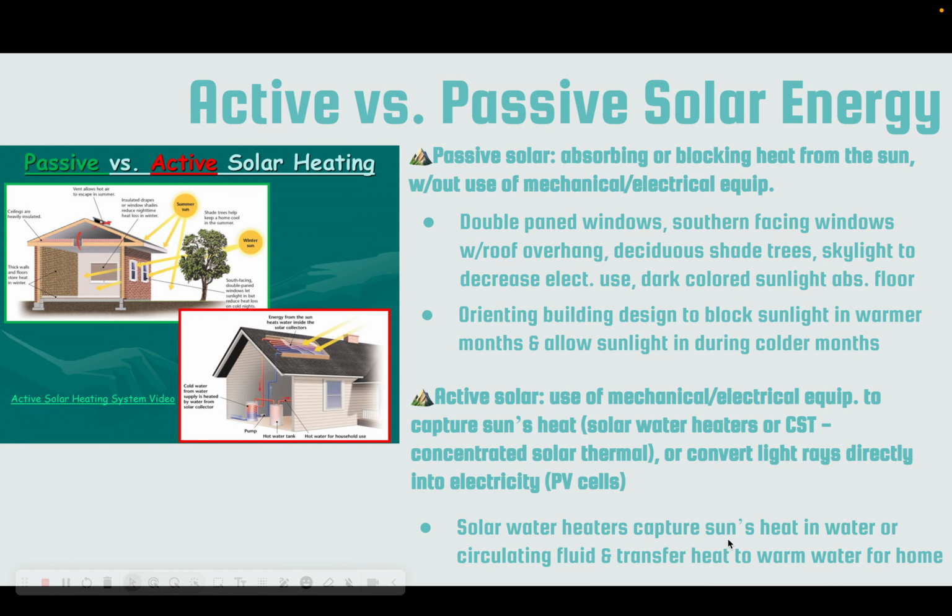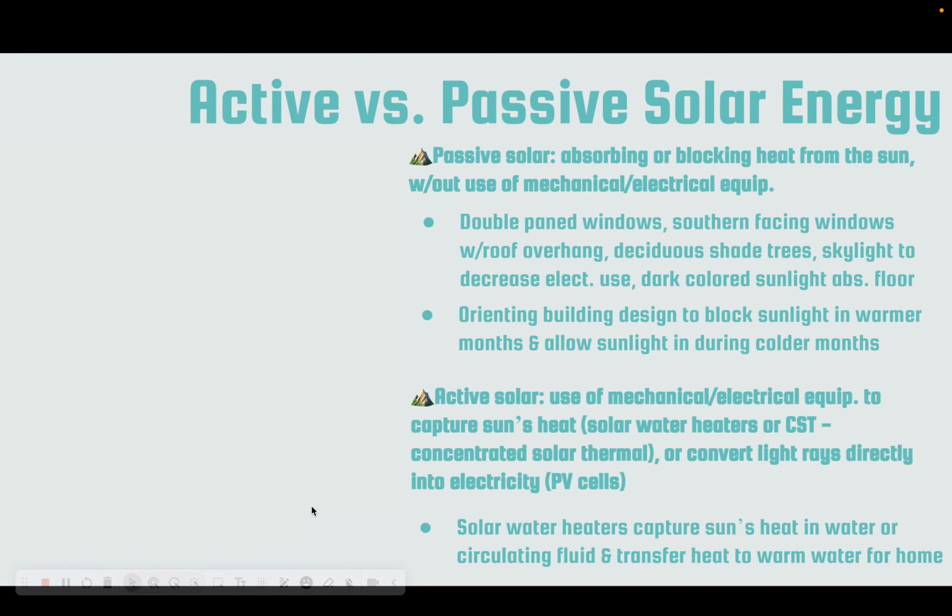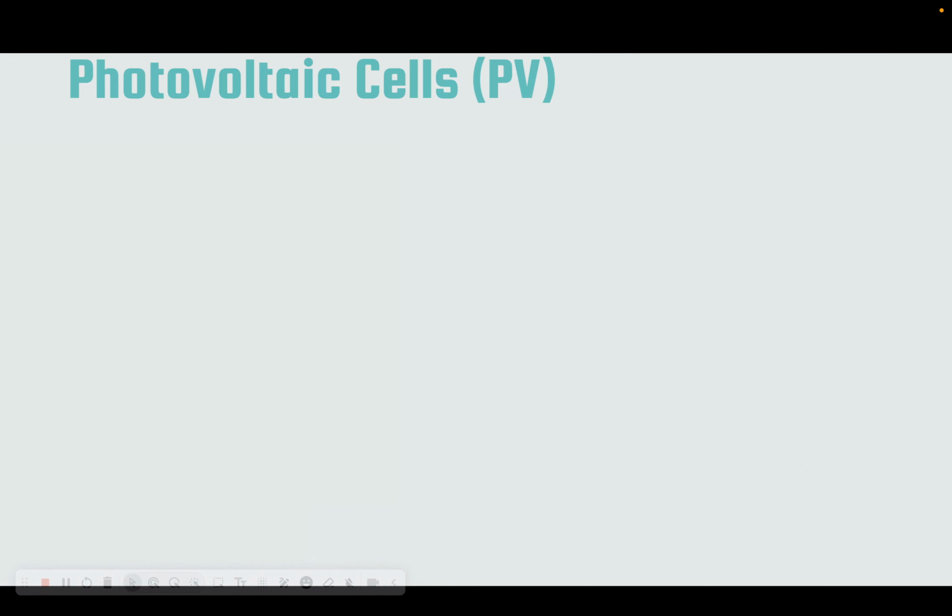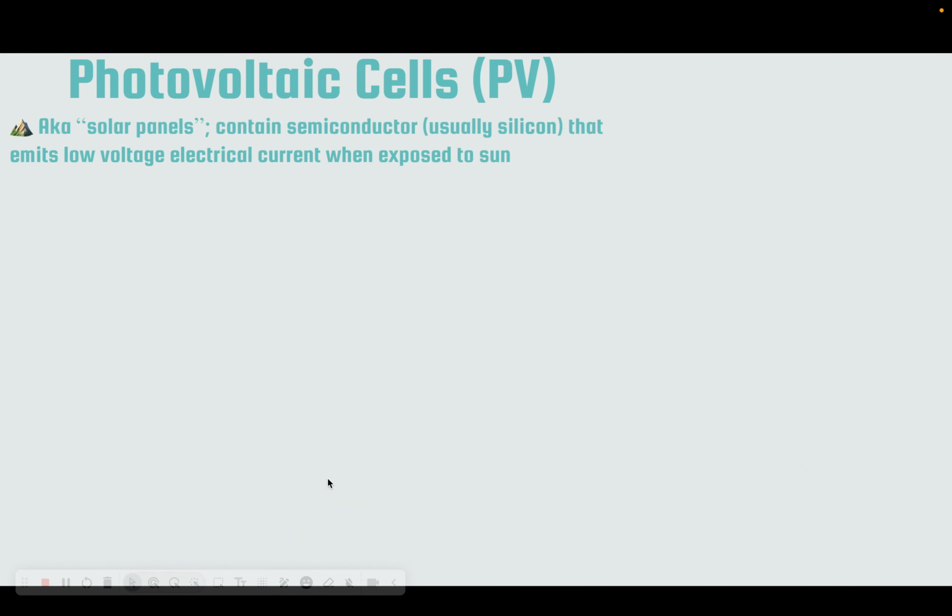So solar water heaters capture the sun's heat in the water, and then it circulates that warm fluid and transfers heat through that warm water for your home. So those are all examples of active systems. Photovoltaic cells are probably the most common piece of active solar equipment that we think about. And so we tend to just call those solar panels for short.